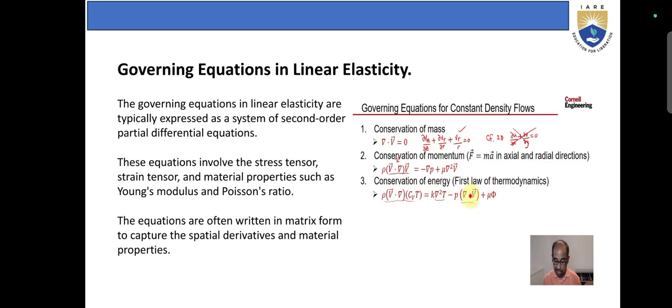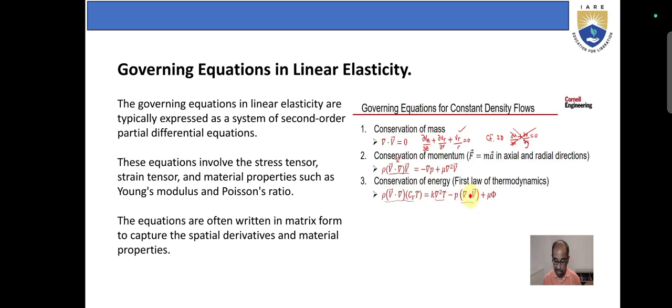Next, governing equations in linear elasticity. The governing equations are as follows. Conservation of mass: del dot V equals 0, that is, dou u by dou x plus dou v by dou y plus dou w by dou z equals 0. The governing equations in linear elasticity are typically expressed as a system of second order partial differential equations.